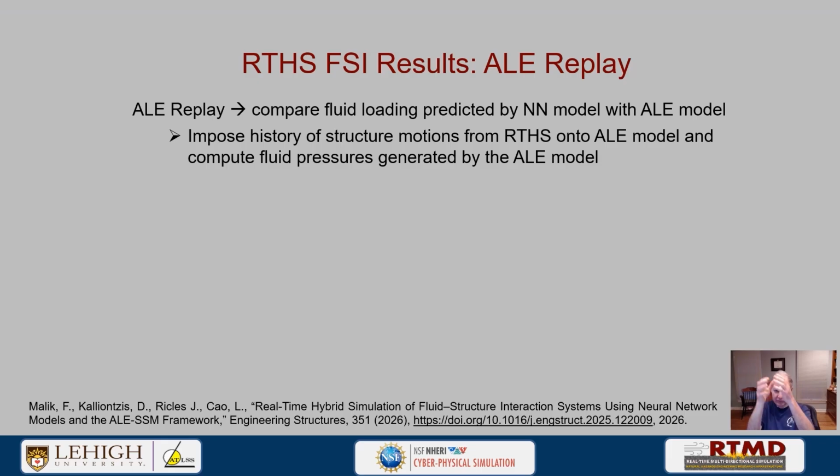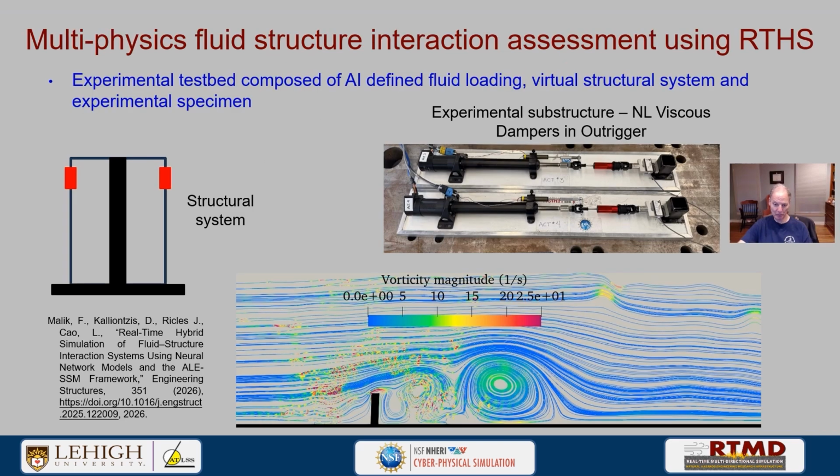So we have the structure, and at the interface of that structure are the fluid pressures and the motions. We take those as input to the mesh of the fluid and replay that. And so we're going to impose those histories, and guess what we have? This is at what point in time here.